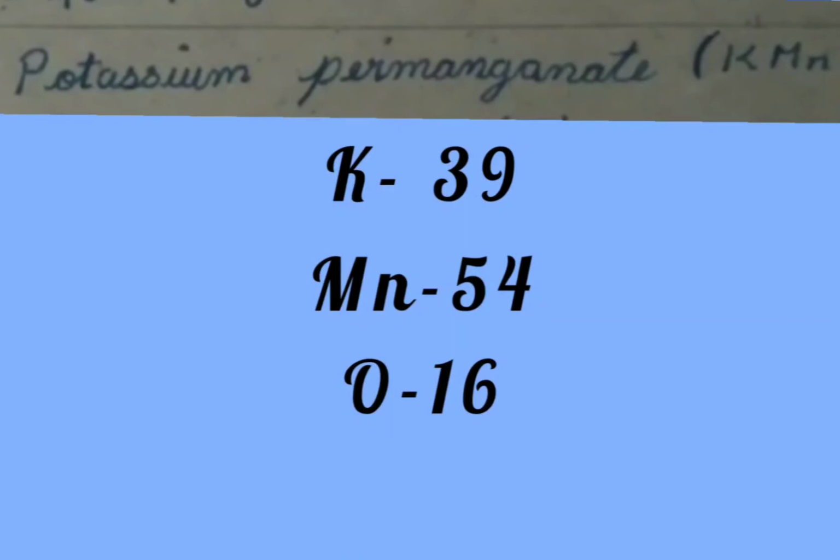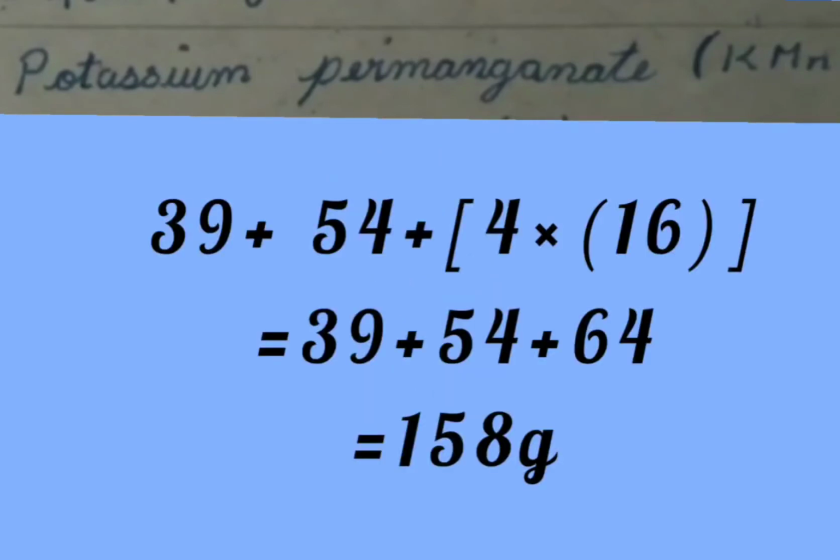Next compound is potassium permanganate. The molecular formula of potassium permanganate is KMnO4. So the types of atoms are K, Mn and O. K atomic mass 39, Mn 54 and oxygen 16. Let's calculate the molar mass of potassium permanganate. So 1 potassium, so 39, plus 1 Mn, so 54, plus 4 oxygen, so 4 into 16. If we simplify this all, we get 158 gram. So the potassium permanganate molar mass is 158 gram.